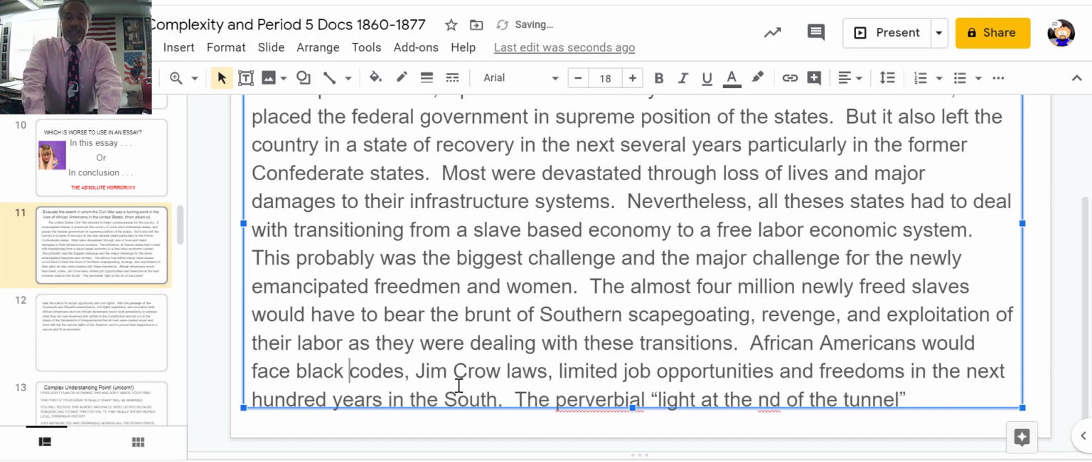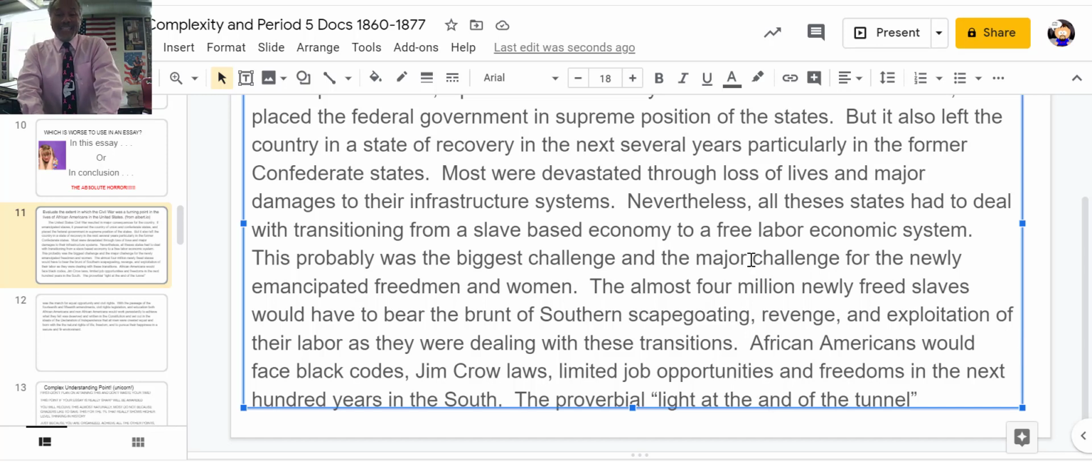Jim Crow laws, limited job opportunities and freedom in the next 100 years in the South. I think what's so great about this year is that you get to type this up, so it's easier to make corrections than if you're handwriting this, for sure. I know that's like, duh, Mr. Price, but it's going to be a major advantage.